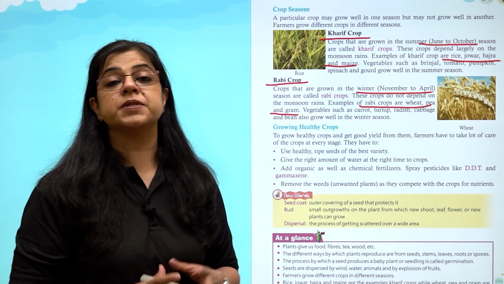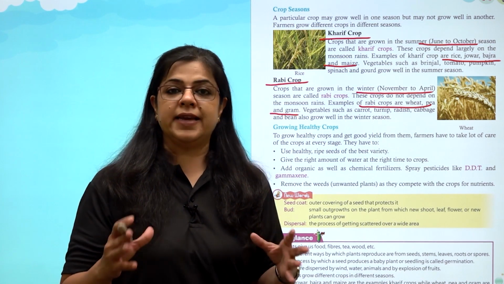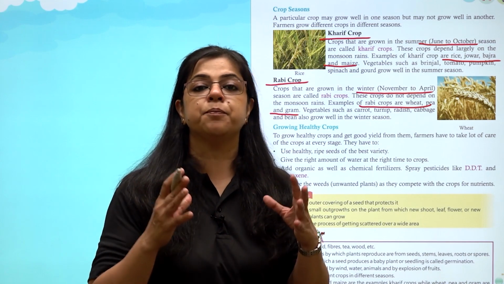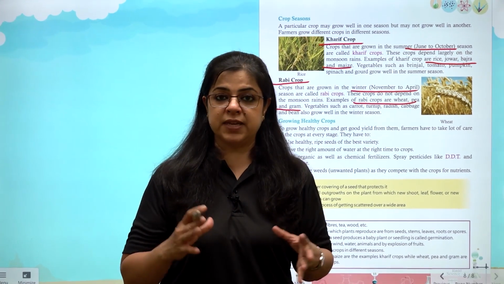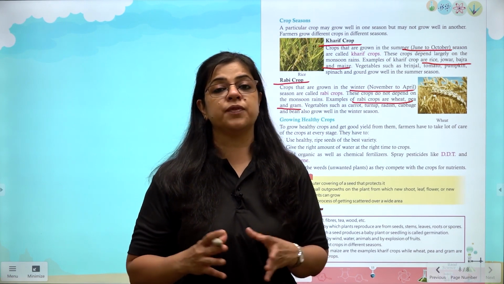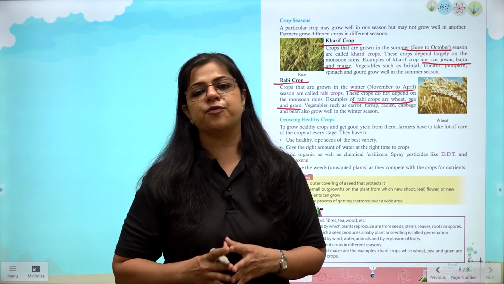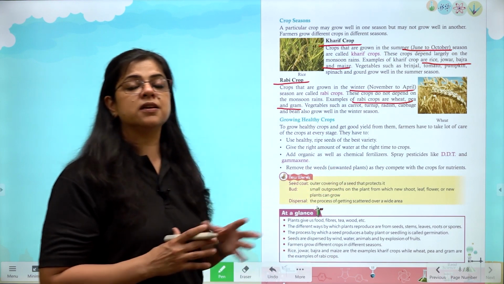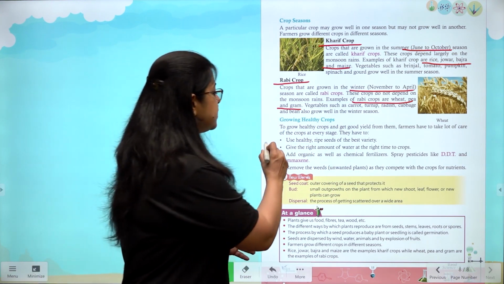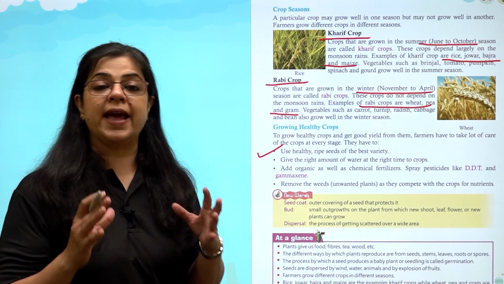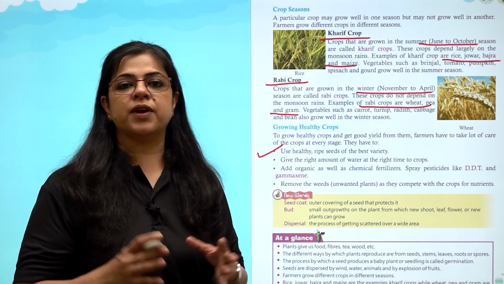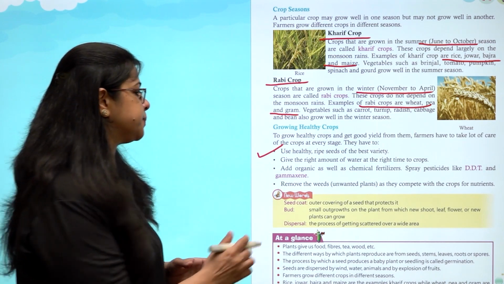Growing healthy crops is a very important thing. Reason being, the farmer puts in so much of effort in planting the crops. But if these crops are infected by insects or they are washed away by rain, the entire effort goes waste. So let us learn here what are the ways of growing healthy crops. The first thing is to use healthy ripe seeds. Good quality seeds give rise to good quality plants.